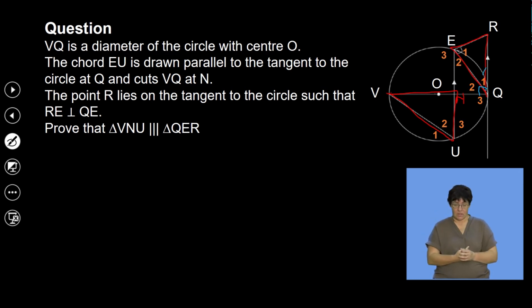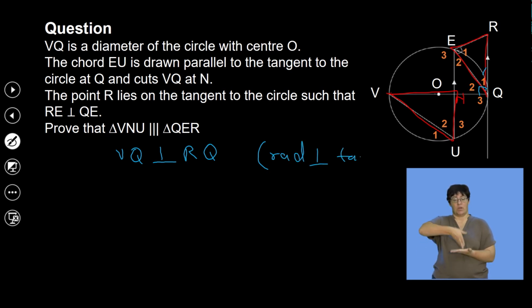So that's the first thing I'm going to say, right? I'm going to first say VQ is perpendicular to RQ. That's the very first thing I'm going to say. And my reason for this will be: radius perpendicular to tangent. Are you with me?